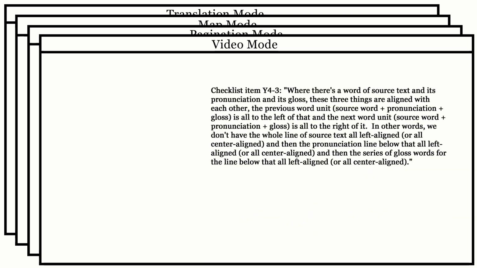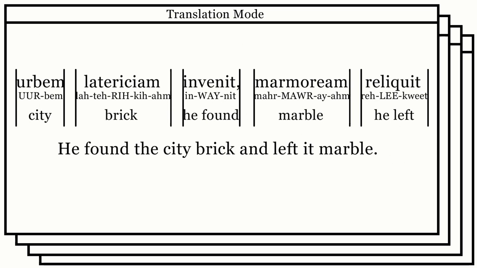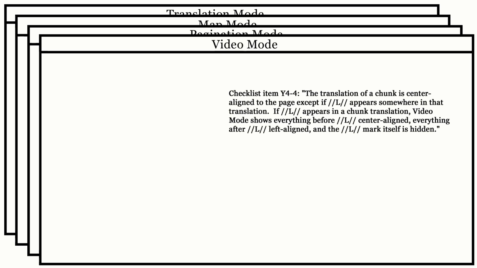Okay, same alignment note we've seen twice before now, like from the Latin example, the thing about columns, widest member, alignment based on those. Same thing about when you want a chunks translation center aligned and a left aligned note below it, with the mark //l// appears in translation mode, and then does the formatting thing in video mode.